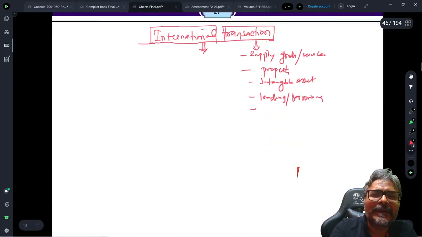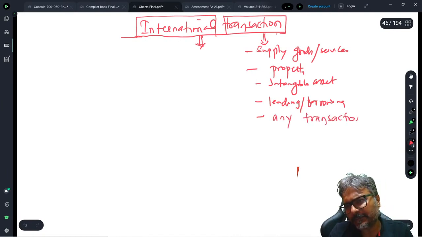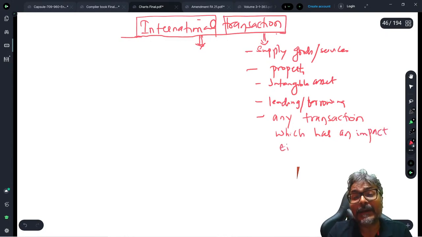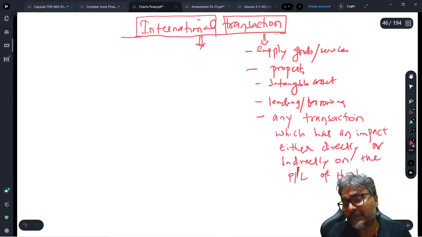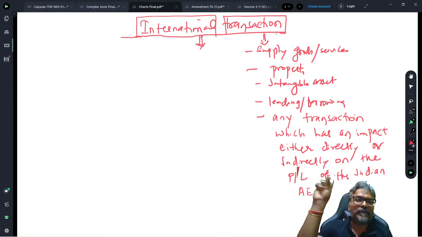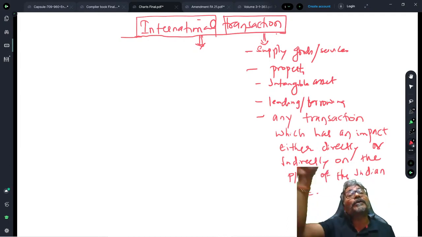simple words, students, herein, this is the most important part: any transaction which has an impact, be careful, which has an impact either directly or indirectly on the profit and loss account of the Indian AE, the profit and loss account of the Indian AE. So this is the game. This is the most important reference. Transaction will imply the supply of goods and services, or the supply of property, or a transaction relating to an intangible asset, or lending and borrowing, or any transaction which has an impact either directly or indirectly on the profit and loss account of the Indian AE.